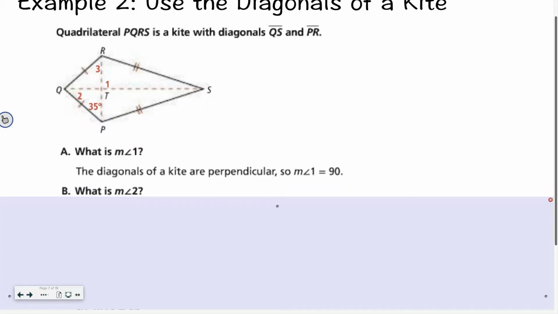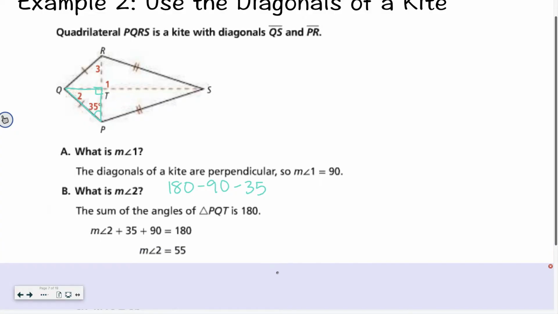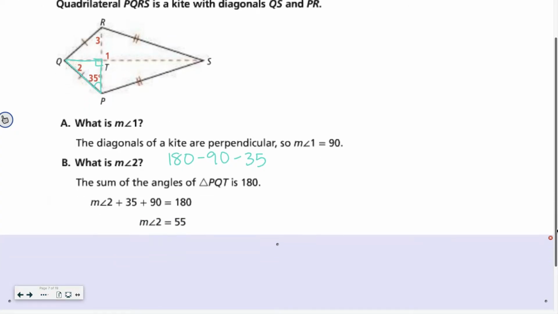Then my next question, what is the measure of angle 2? Okay, so if I know that this is 90, and I know that this is 35, I can do 180, because you can make it into a small triangle, minus 90 minus 35. And if I subtract all of those, I am left with 55 degrees. So the measure of angle 2 equals 55.